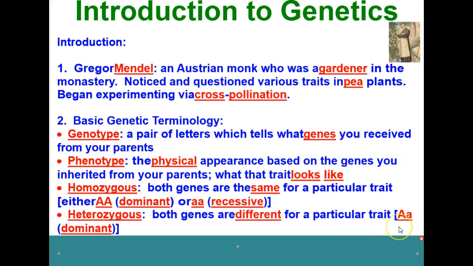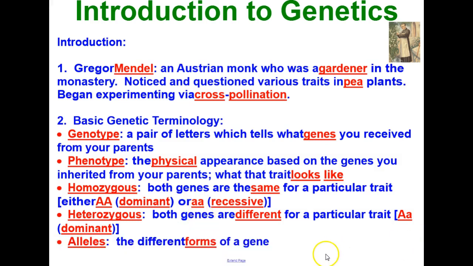Notice that heterozygous is dominant because the capital A, the capital letter, the dominant trait, always overrides the recessive trait. So if you have one of each, you're going to show the dominant trait. Your phenotype will be that you will show that trait, you will look dominant for that trait. So what is the only way that you can show the recessive trait? Is if you are homozygous recessive for that trait.